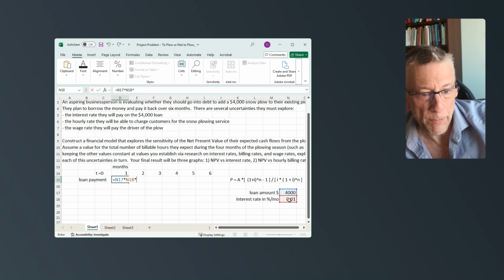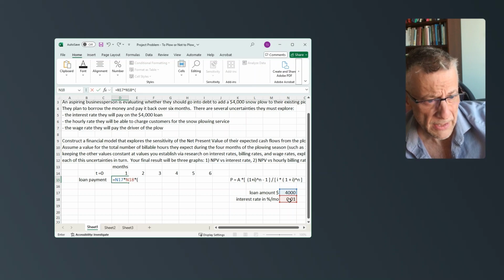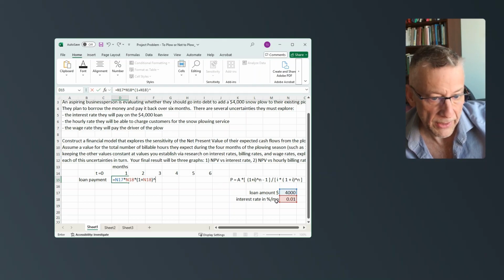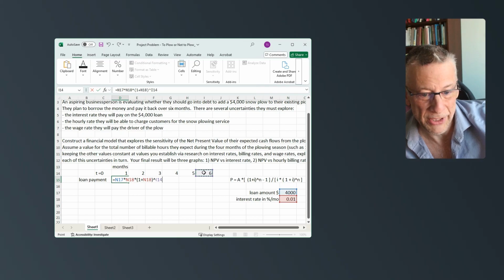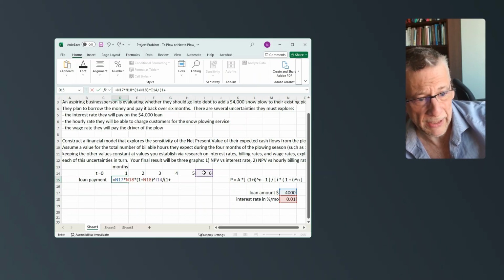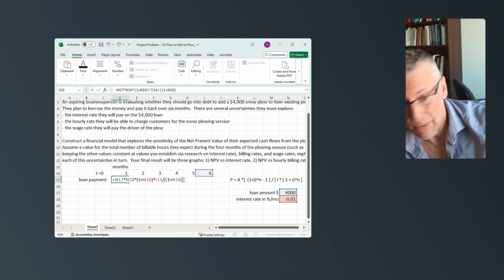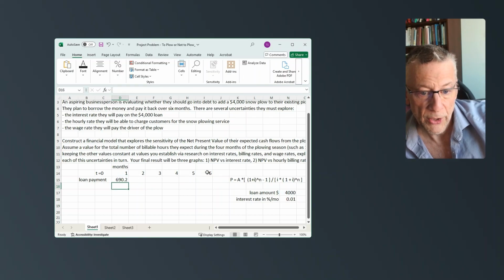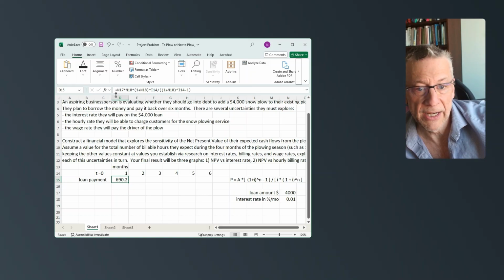times, gotta open some brackets, 1 plus the interest rate raised to 6 compounding periods divided by 1 plus the interest rate. I'm going to need 2 parentheses on this one. 1 plus the interest rate raised to, boom, the number of compounding periods minus 1. What's the monthly payment? $690.